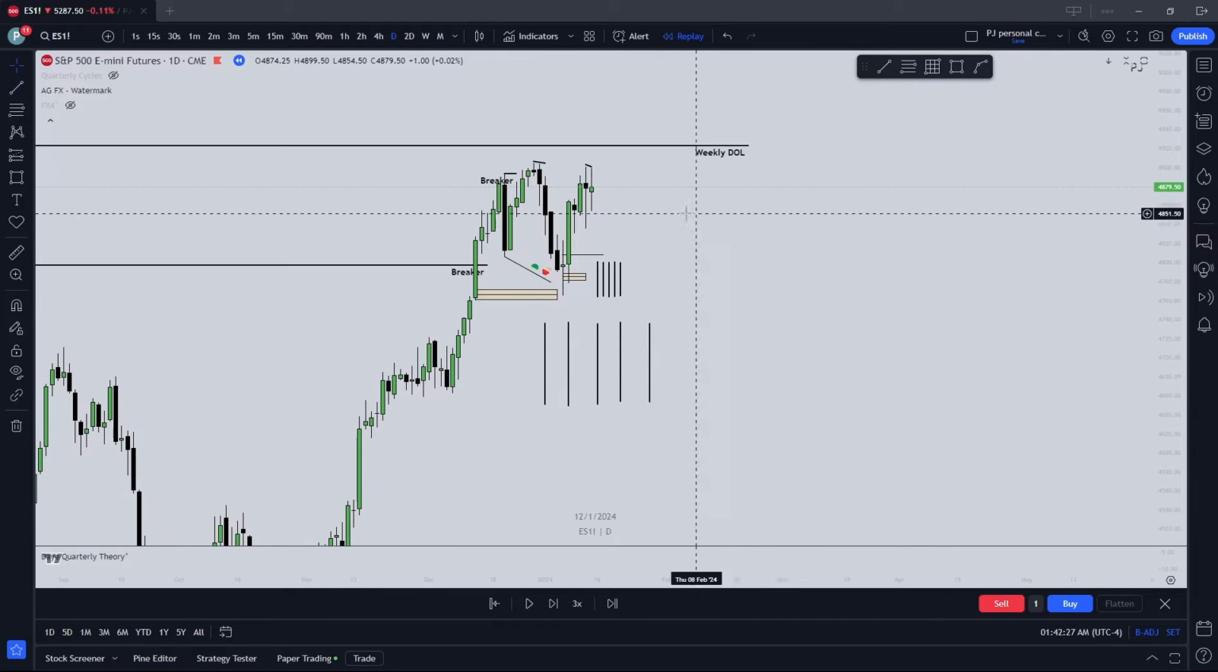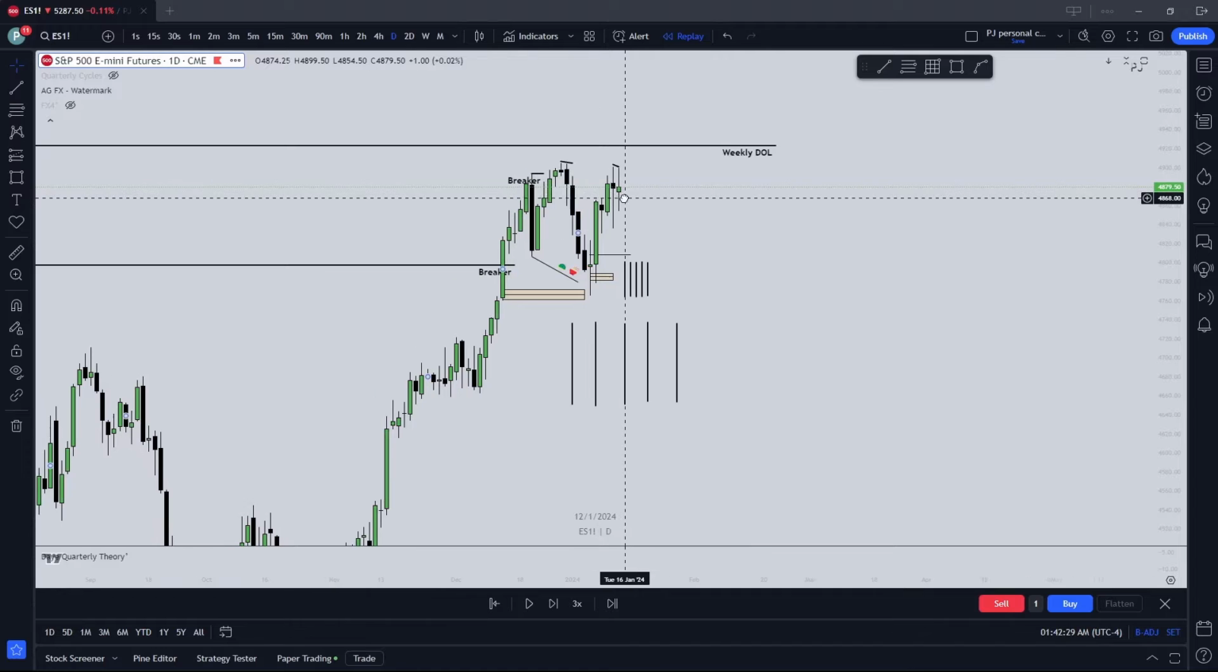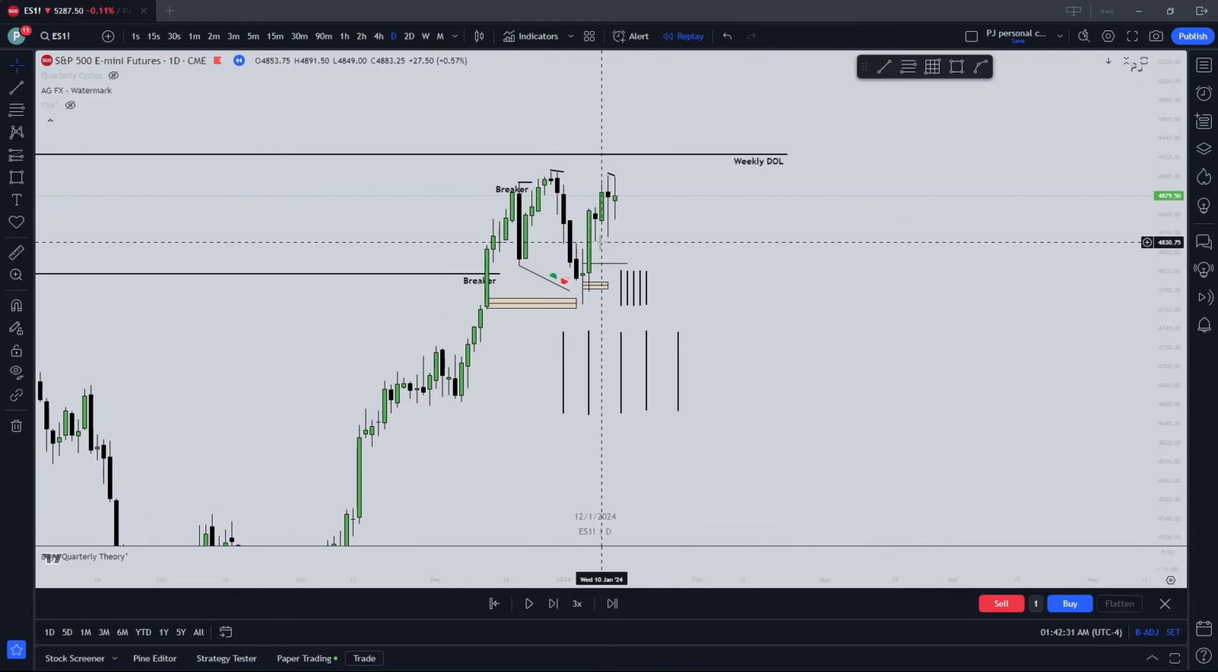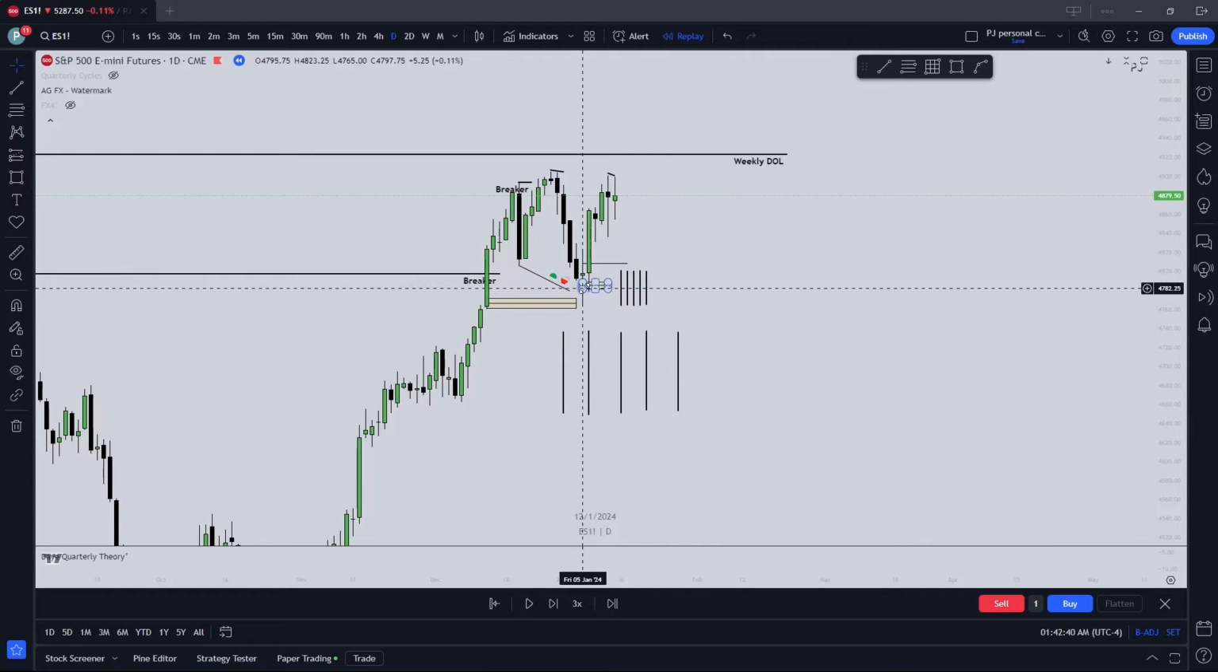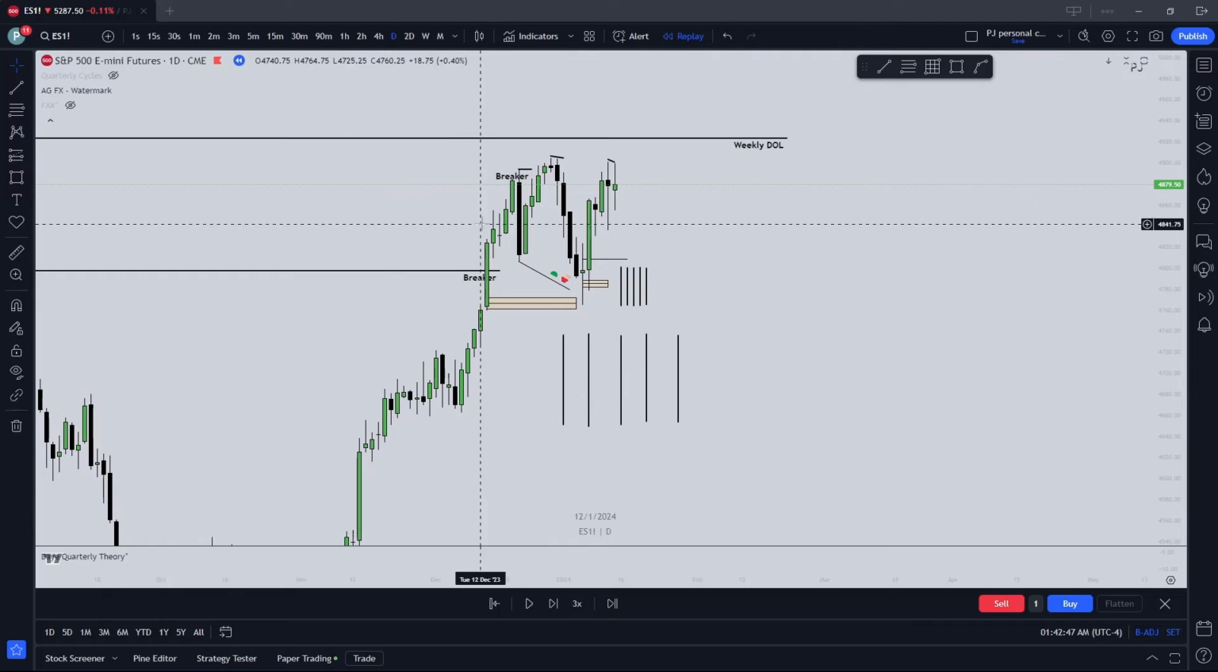All right, so rolling into the third week, I would like us to come into this fair value gap, this wick right here. If we make it all the way down to this wick, that's why we wait and react instead of trying to predict. All right, let's go down to the lower time frame.